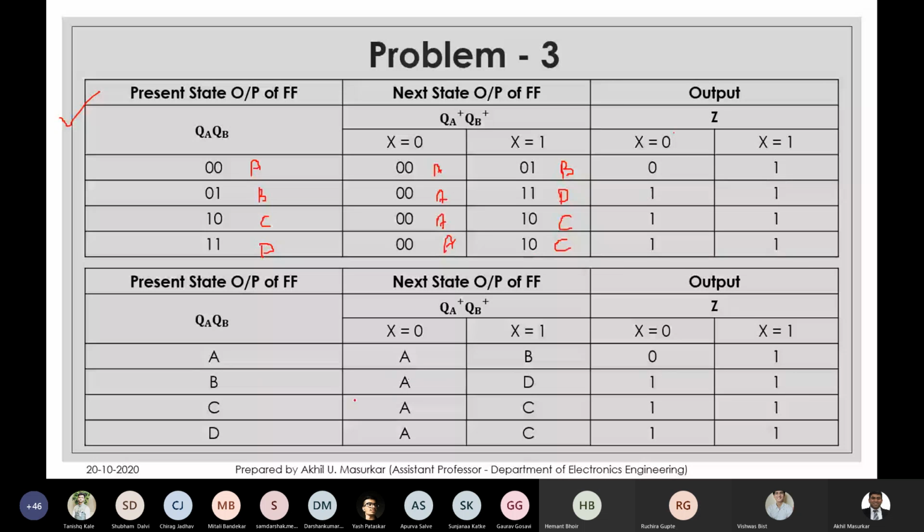Now you can see directly that state C and D are similar. You can observe that state C and D are similar. So don't draw this, draw only the second state table. First is only for reference. If I say 00 is A, 01 is B, 10 is C and 11 is D, then accordingly in the next state outputs of flip-flop, those two columns, we have to write A, B, C, like that. So please note the state table.